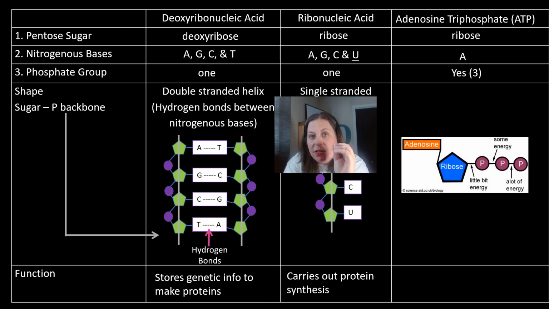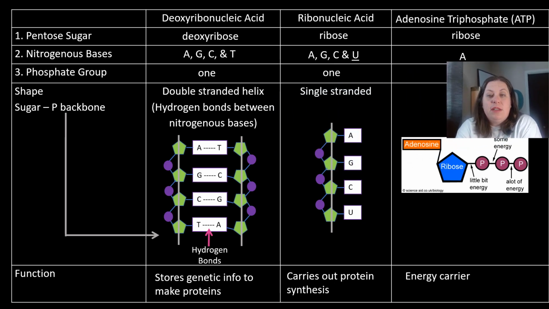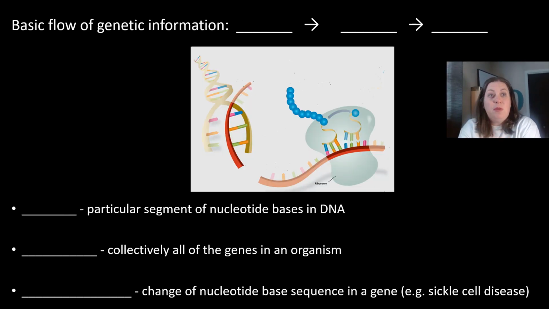We have adenosine, the A, with ribose sugar and 3 phosphates. These 3 phosphates bound together are going to help us have energy. So ATP here is going to be the energy carrier of our cells. This is the currency, like the money in that sense, for energy in your cells. Now, the reason why these are so important is you have your basic flow of genetic information. We have DNA containing the genetic information or the instructions that's going to then be formed into RNA.